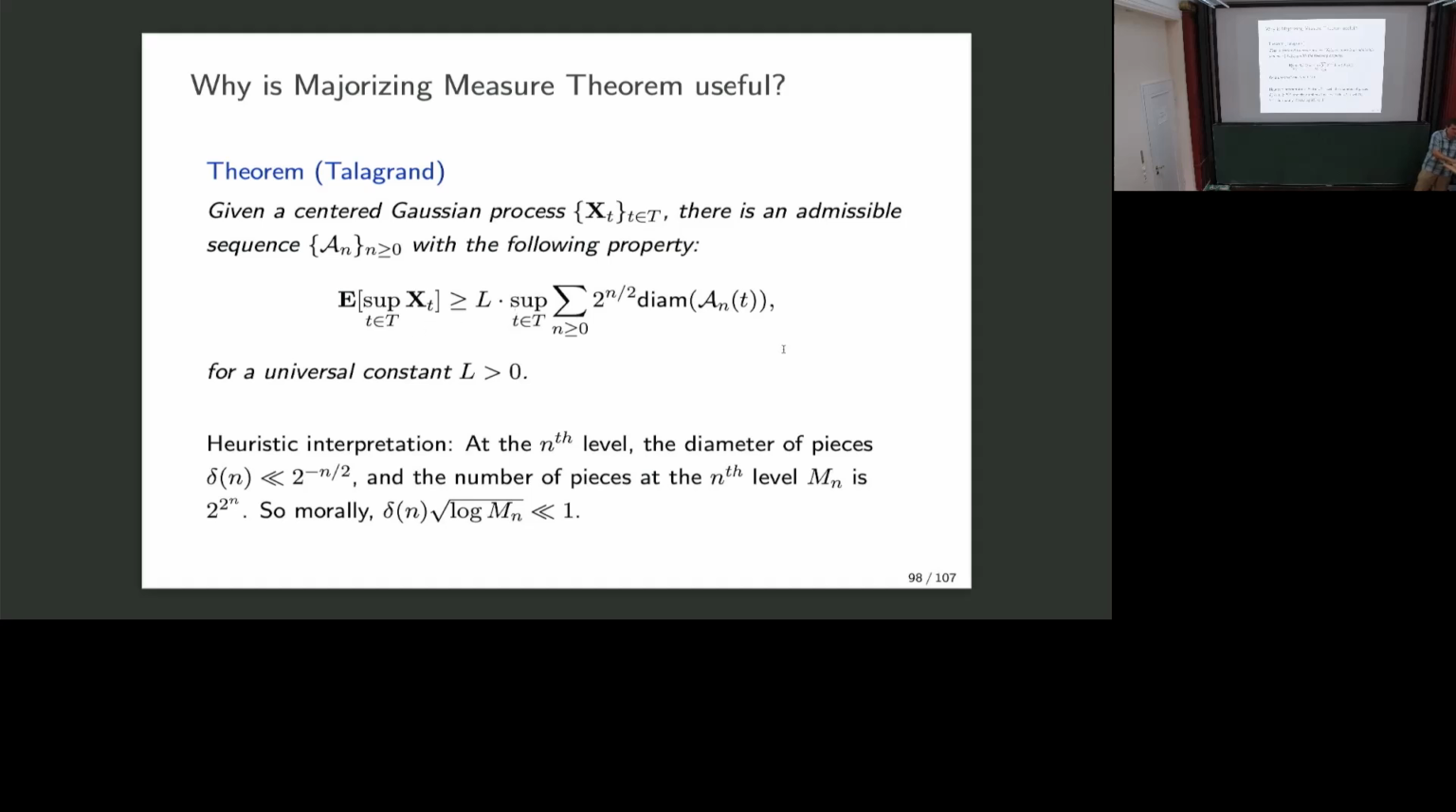The number of pieces at this nth level we know is at most 2 to the 2 to the n. Remember, the error that we said we can achieve is the diameter of the piece times the square root of the log of the number of pieces. Well, if those diameters were going down faster than 2 to the minus n over 2, and I know that the number of pieces is 2 to the 2 to the n, I'd be getting something much less than 1 here. It looks like it should work. If you had a uniform rate of decrease, this would work, we'd be done.